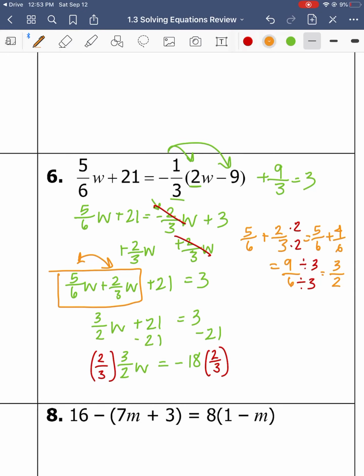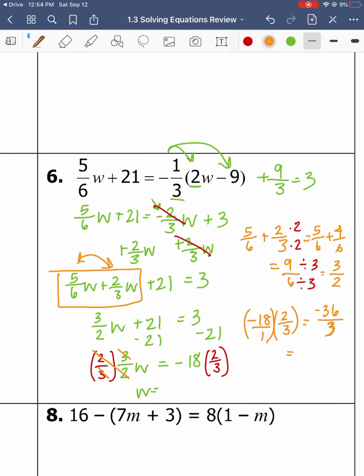And you can see here that this 2 over 3, the 2's cancel, the 3's cancel, we're left with just w equals. And then let's look at this negative 18 times 2 over 3. So we can say negative 18 is over 1. Multiplying fractions, we multiply across, so negative 18 times 2, I believe, is negative 36. And then 1 times 3 is 3.